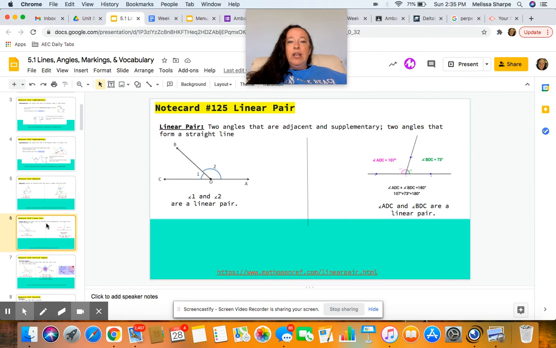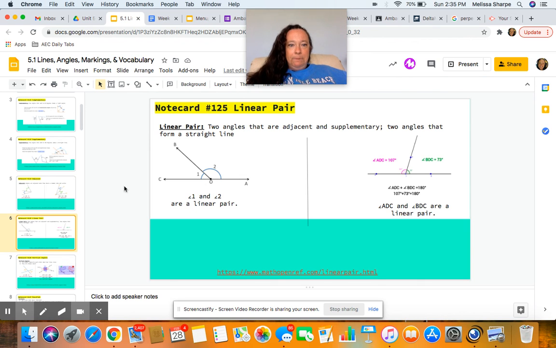All right, now let's look at note card 125, a linear pair. Two angles that are adjacent and supplementary, those are a linear pair. So they're adjacent, meaning they share that common side, but they also have to add up to 180, okay? So right here, angle 1 and angle 2 are a linear pair because they are adjacent, right next to each other, and they make up a straight line. They add to 180. Over here, angle ADC and angle BDC are also a linear pair because they are adjacent and they are supplementary.